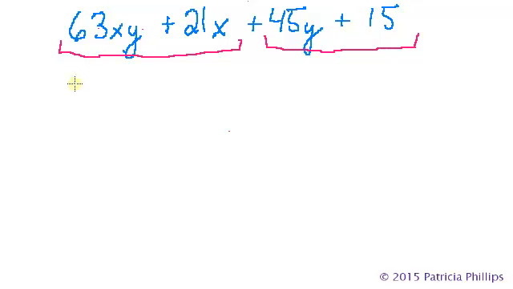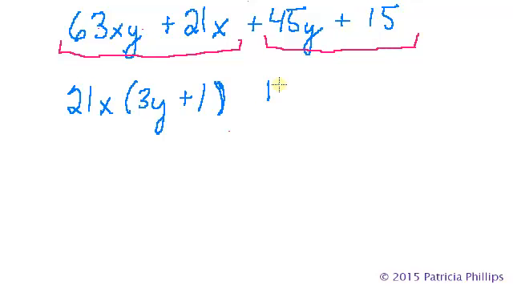Okay, we'll take out a 21x and we'll multiply that by 3y plus 1 in order to get our original two terms. So let's look at the last two terms. What can we take out of that? We can take a 15 because 15 goes into 45. So we'll take the 15 out, and then we will multiply that by 3y plus 1.